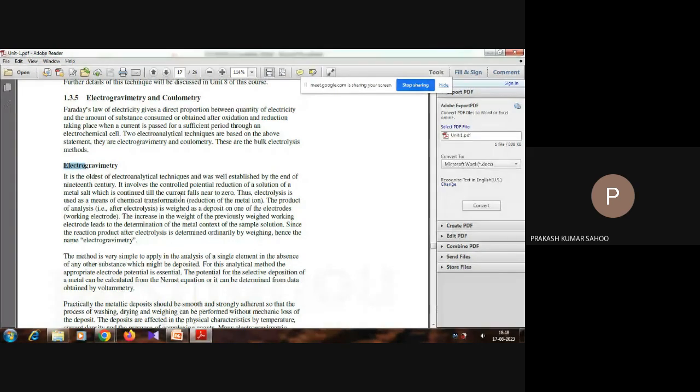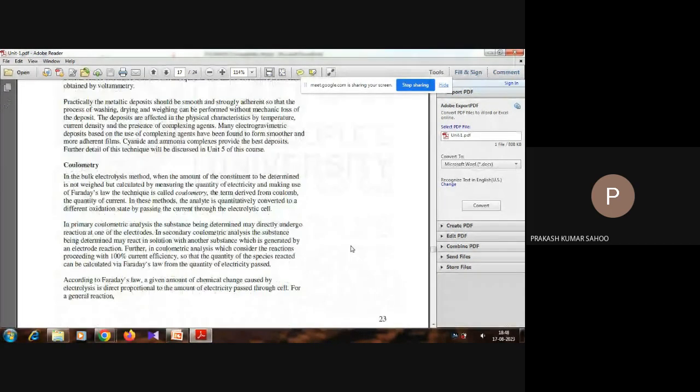Generally copper and nickel are estimated gravimetrically, that is, by weight estimation using an electrogravimetric apparatus. Then coulometry is there, where current is used, that is coulomb. So from coulomb it is coulometry.